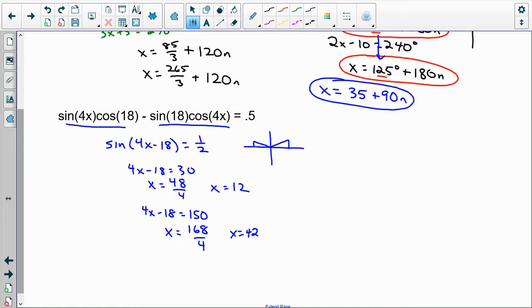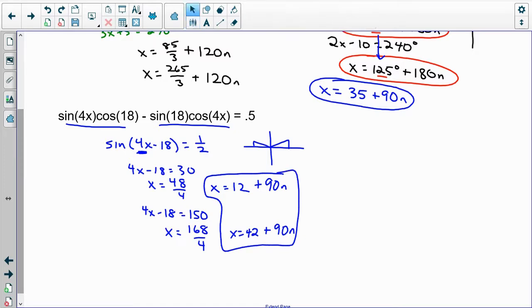And normally what I would do is I would add 360 to each of these. However, because my period repeats so fast, I have to end up not adding 360, even though that would get me some of the right answers. I have to add 90 in order to get all of the correct answers because my period is going so fast. So I have 12 plus 90n and 42 plus 90n as my answers.